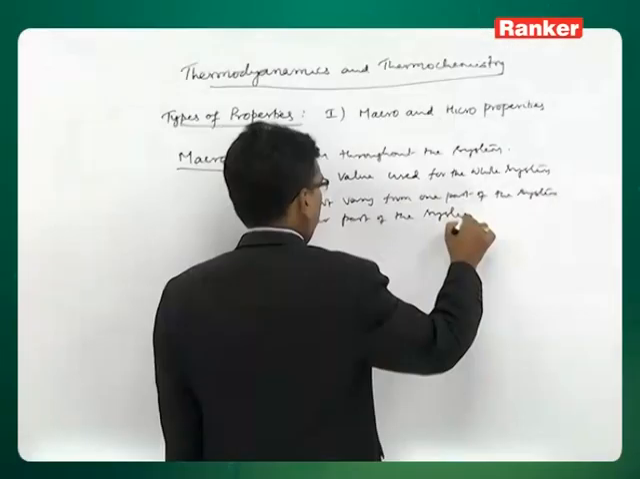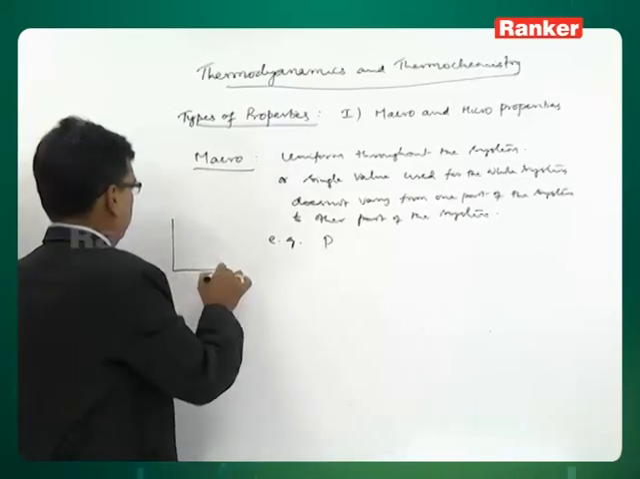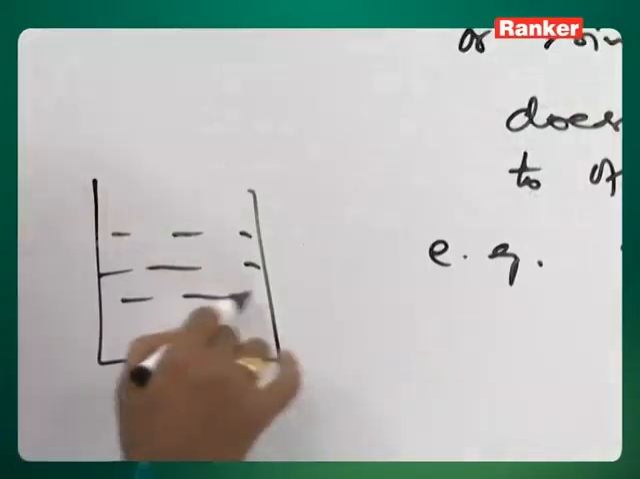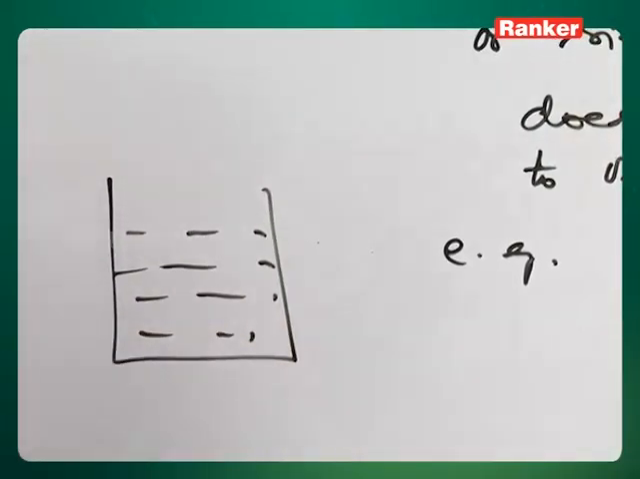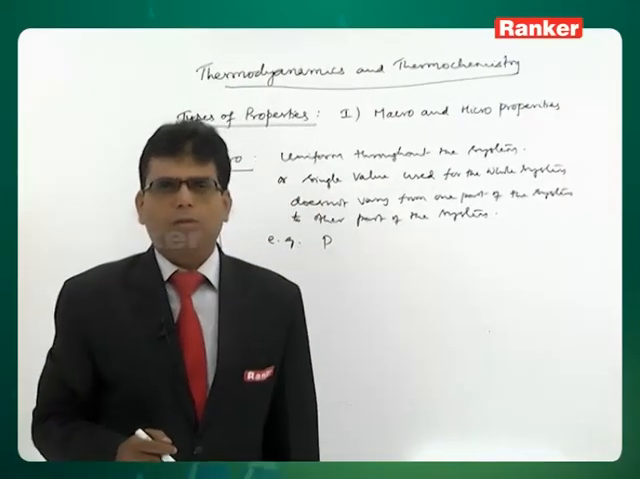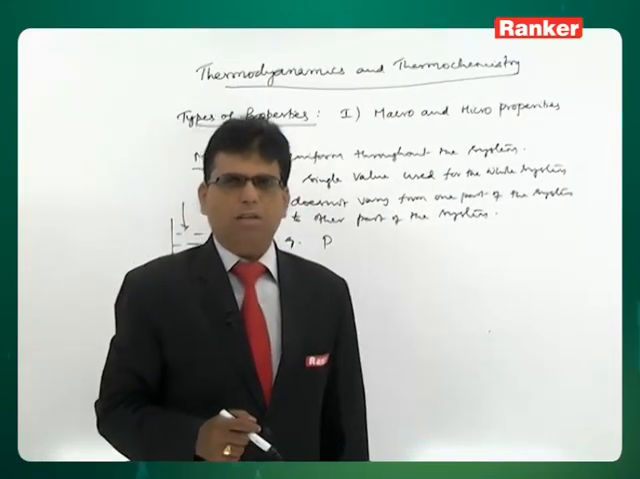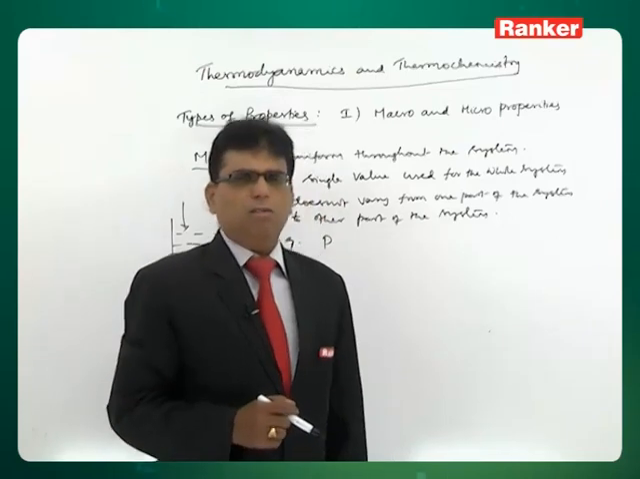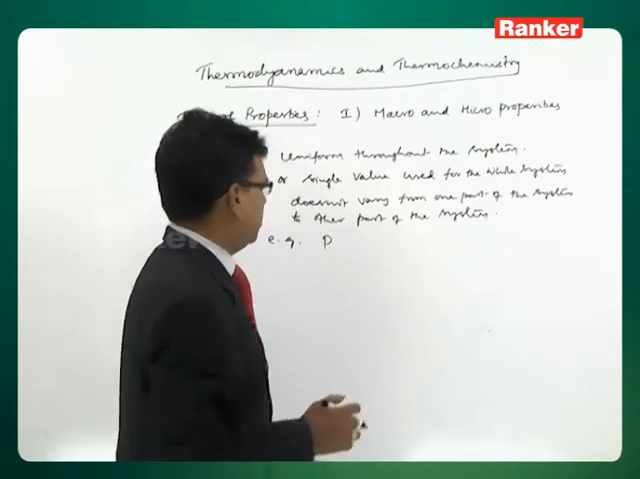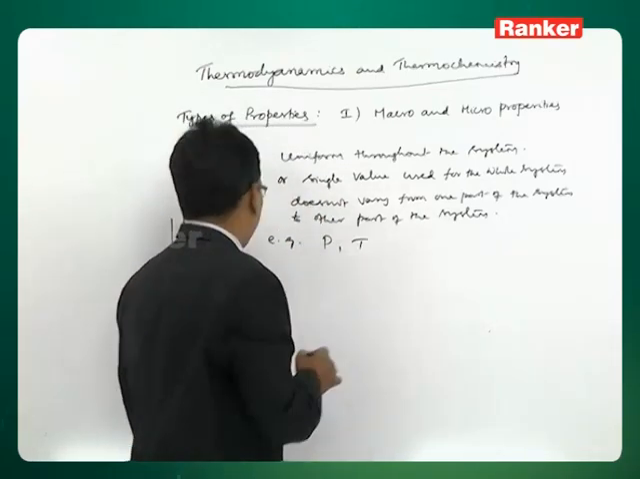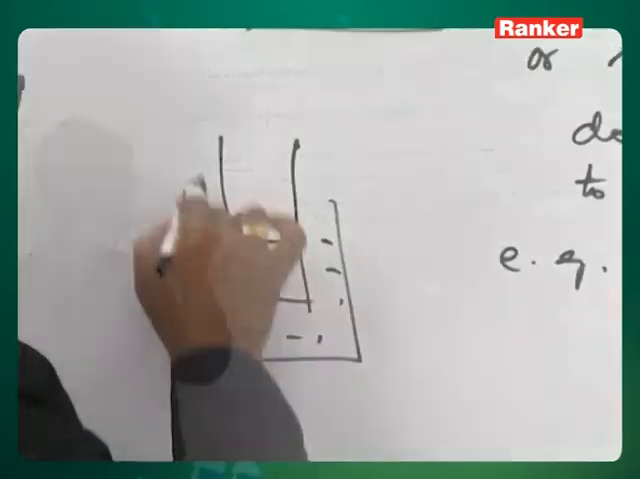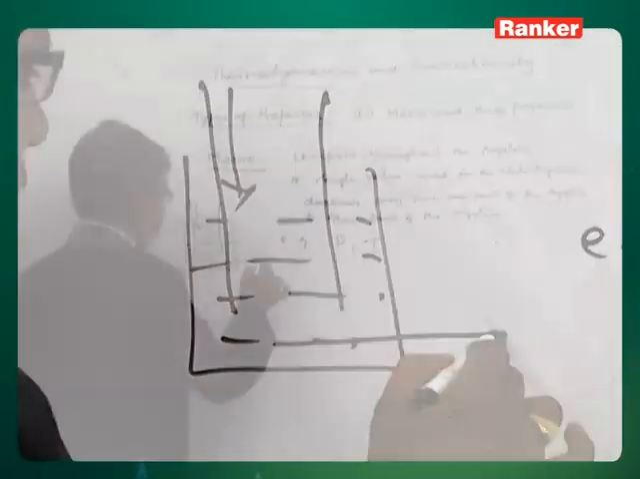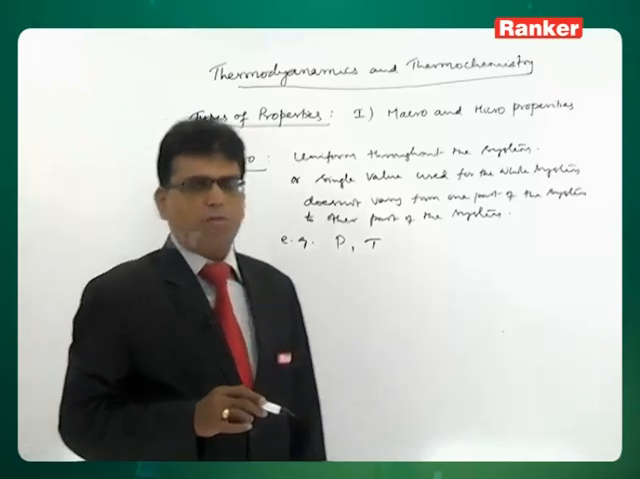Example, pressure. Suppose if we take a gas in a vessel and if you want to measure the pressure with the help of a piston, on moving the piston, if you vary the pressure and if you measure the pressure throughout the vessel, it is the same. Temperature, whether you measure the temperature over here or over here, from any part of the system the temperature will be same.